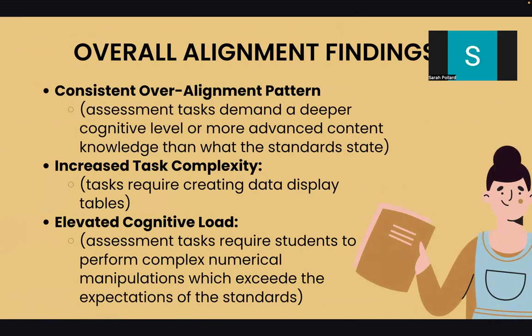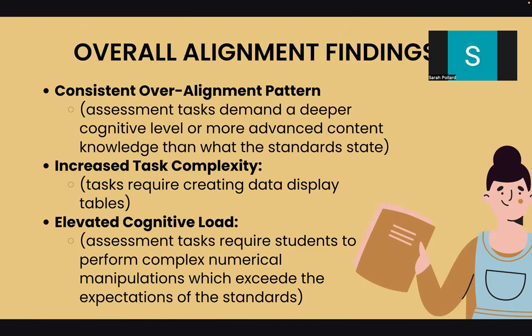So my overall alignment findings through all the standards and all the tasks for this assessment: the overall alignment of the standards to the unit assessment reveals a consistent pattern where the assessment tasks require either deeper cognitive level or deeper content knowledge to complete the task. Specifically, Standard 1 has students creating tables to display data instead of providing the table so that students can focus on the cognitive demand and mathematical operation for solving for volume. Instead, they're focusing on being able to create the table instead of what it's supposed to be asking them.